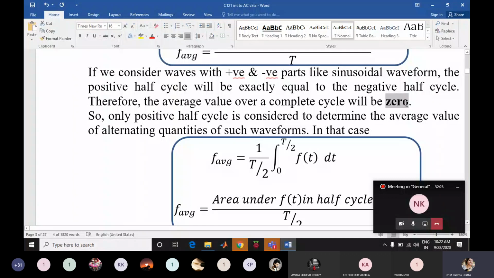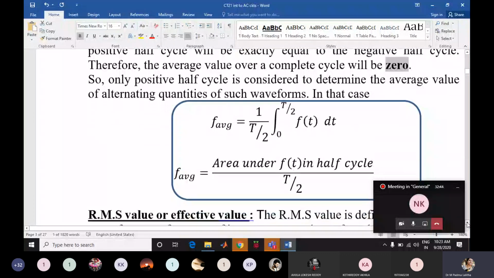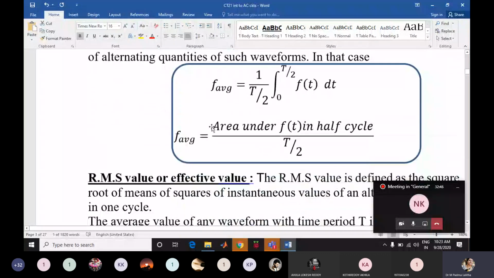So that's why, to compute the average value for those types of waveforms, we will consider only half of the cycle, because for the complete cycle the average value is 0. That means tau is replaced by tau by 2. So what is the expression? F average is equal to 1 by tau by 2 integral 0 to tau by 2 f of t dt.